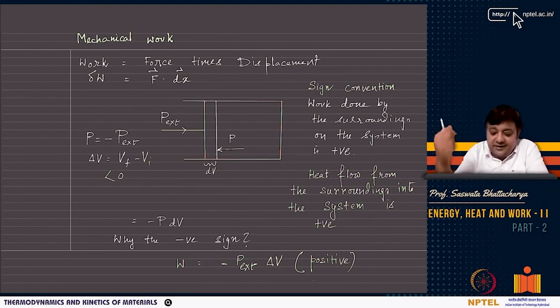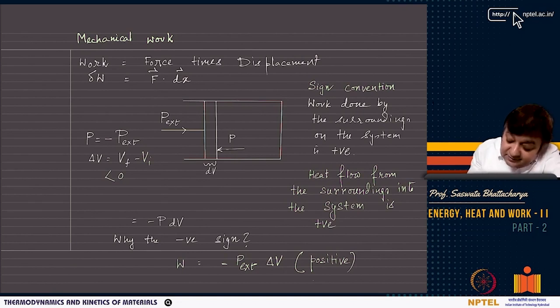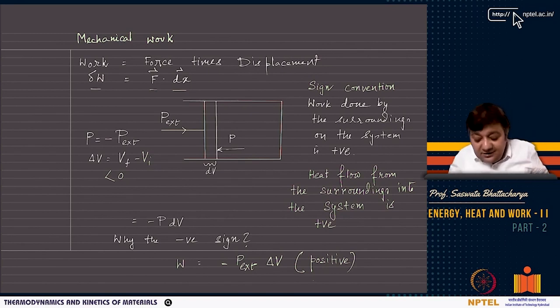If I take an infinitesimal or differential displacement dx, and I have a force F, then F times dx is delta W. It's again a differential, but it's an inexact differential. And the sign convention that we told is that work done by the surroundings on the system is positive.